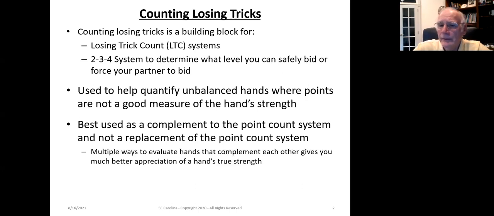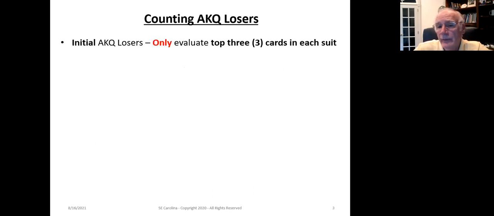It's always better to have two metrics to evaluate the strength of your hand. That way you can look at it from one side in terms of points, and from the other side in terms of hand shape, and it gives you a much better appreciation of what you should bid and the level that you should potentially go to. It's a very simple technique.